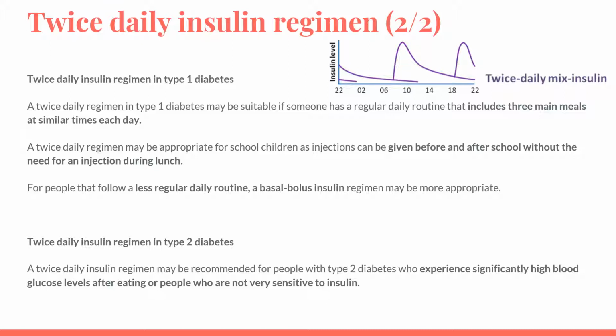Twice-daily insulin regimen in type 2 diabetes. A twice-daily insulin regimen may be recommended for people with type 2 diabetes who experience significantly high blood glucose levels after eating, or people who are not very sensitive to insulin.